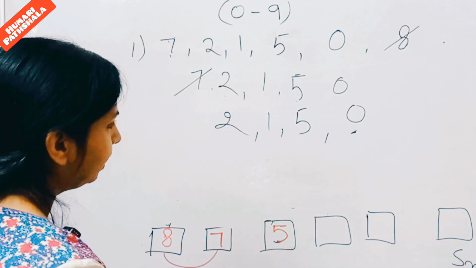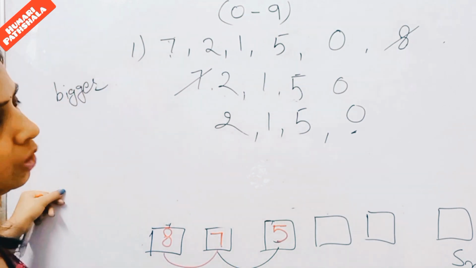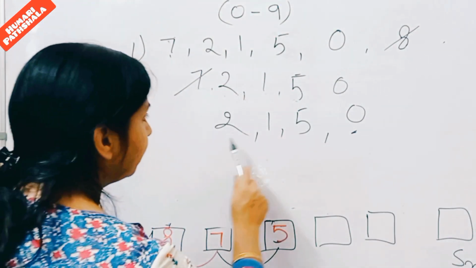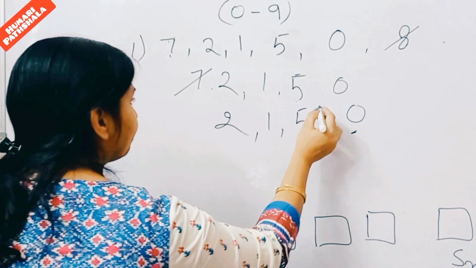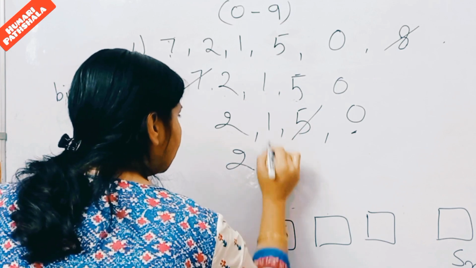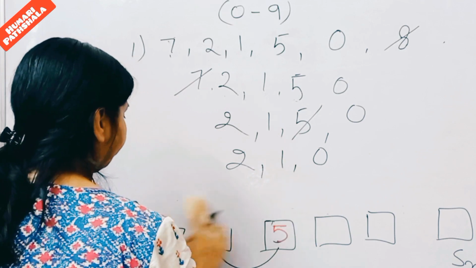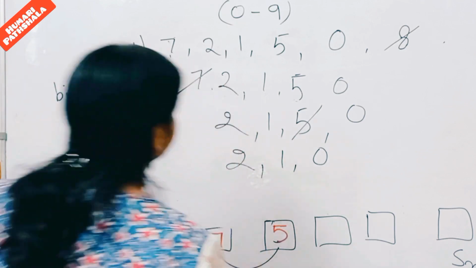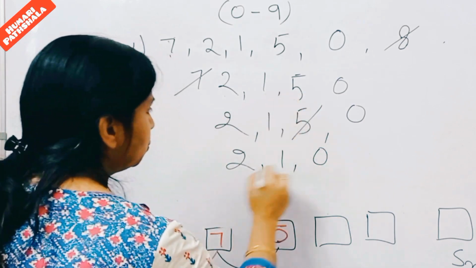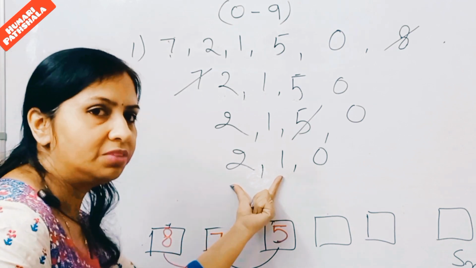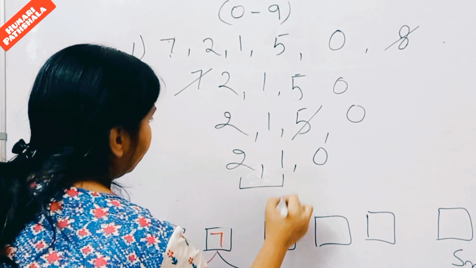You can see 5 is smaller than 7, but 5 is biggest in this group. Next step: cancel 5 and write the left out numbers 2, 1, 0. Now tell me, when we compare 2 and 1, which one is bigger? Between 2 and 1, 2 is bigger.